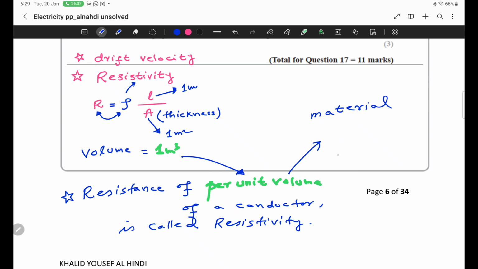Okay, its value depends upon the nature of the material. If you have a copper wire, then its resistivity is low, and if you have a steel wire, then its resistivity is high. So resistivity depends upon the nature of the material. And now we are solving a question.